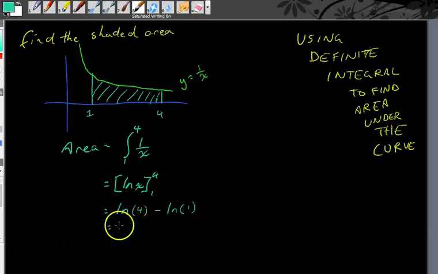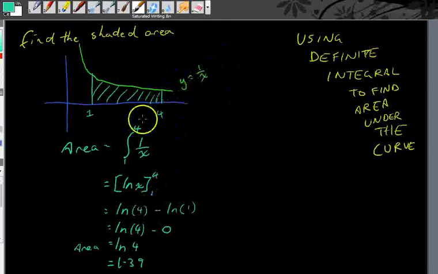Now you should know from your log laws that ln 1, the logarithm of 1, is always equal to 0. So ln 4 minus 0 is just plain old ln 4. Now you can type that into your calculator and get an answer, or you can go with this exact answer, ln 4. So the area under this curve is ln 4. Let's just find the decimal answer so we can see what it looks like. Okay, and the decimal answer is about 1.39, something like that. But just giving your answer as ln 4 would be equally as correct here.